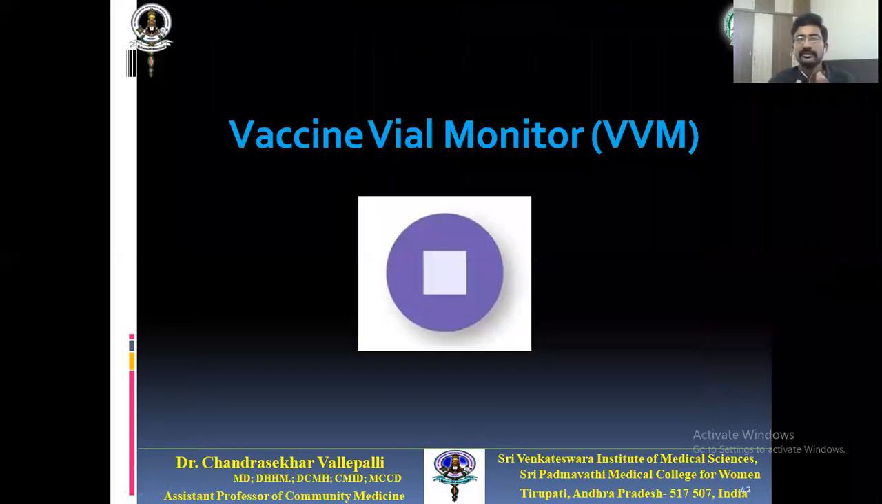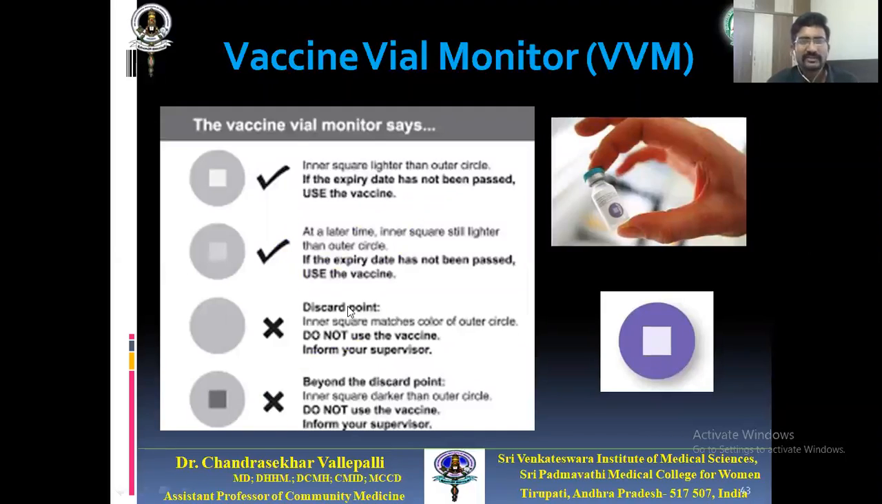What you are seeing is a vaccine vial monitor. This is a thermochromic label, like a sticker which is stuck onto the vaccine vial. We are seeing an inner square and an outer circle. According to WHO, there are 4 different stages. So 1, 2, 3, 4.